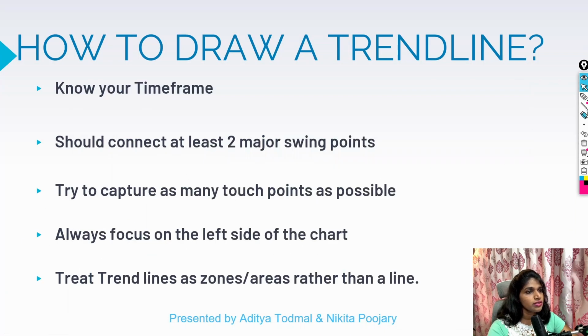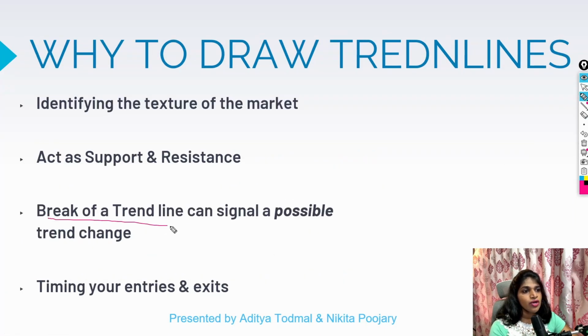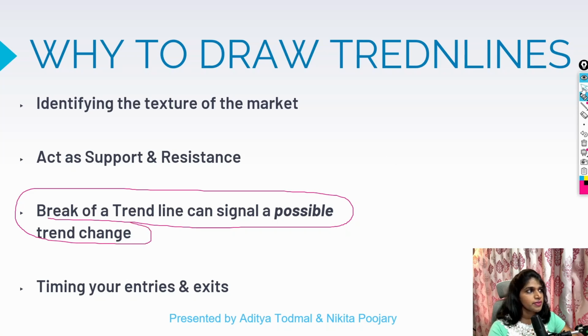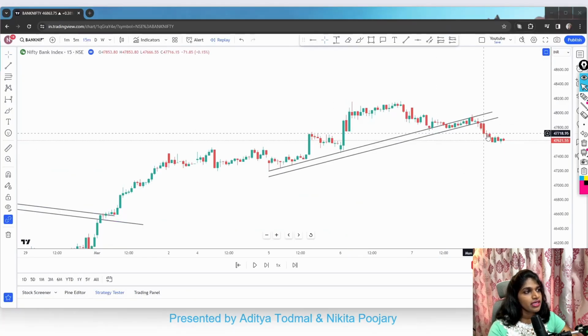I'll just show you here. This is the point that I'm trying to make: a break of a trend line can signal a possible trend change. Now remember this particular line. A break of a trend line means basically a possible change in the trend. The trend was basically buy on dips, right? Because it was making higher lows. The moment this particular trend line is taken out, I now know I have to sell. So what I'll do is I'll try to sell calls around this.